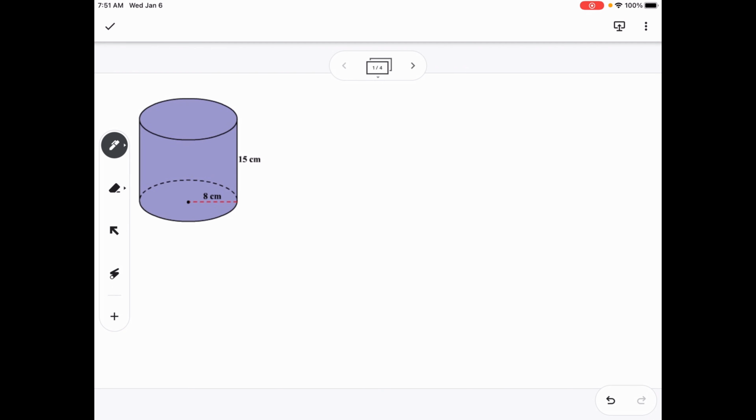Hi friends, today we're going to be looking at a tutorial on how to find the volume and surface area of a cylinder. Volume and surface area.